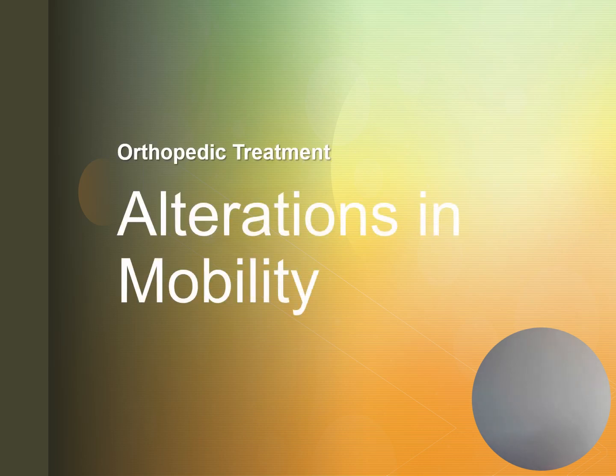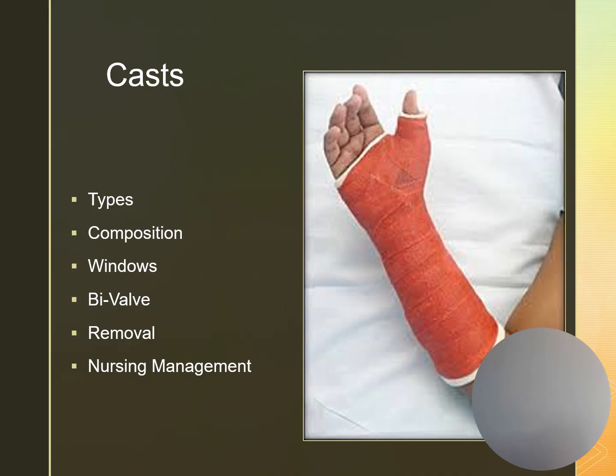Alterations in mobility, orthopedic treatment. A cast is a rigid mold that will immobilize an injured structure when a fracture does not require surgical reduction or manual manipulation. However, they can also be used with fractures that do require surgical manipulation.